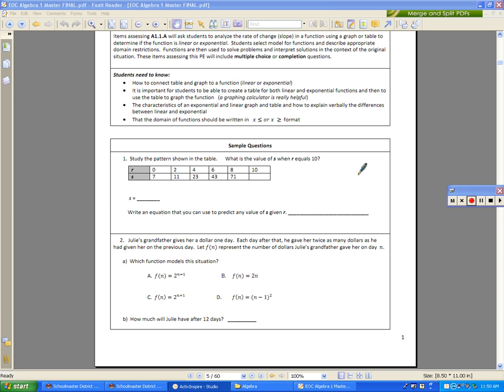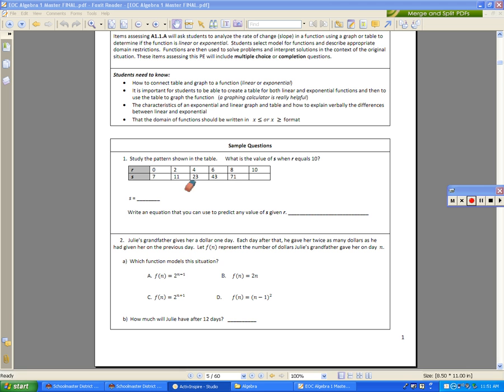So, if I squared 0, what would I get? 0. And 0 plus what makes 7? 7. If I squared 2, what would I get? 4. And 4 plus what makes 11? 7. If I squared 4, what would I get? 16. And 16 plus what is 23? 7. So my formula, my pattern here is x squared plus 7.